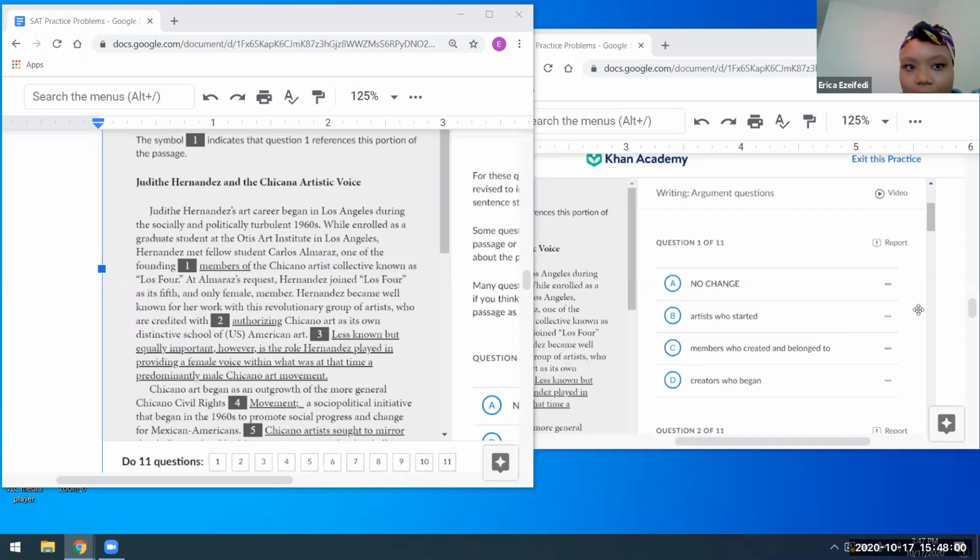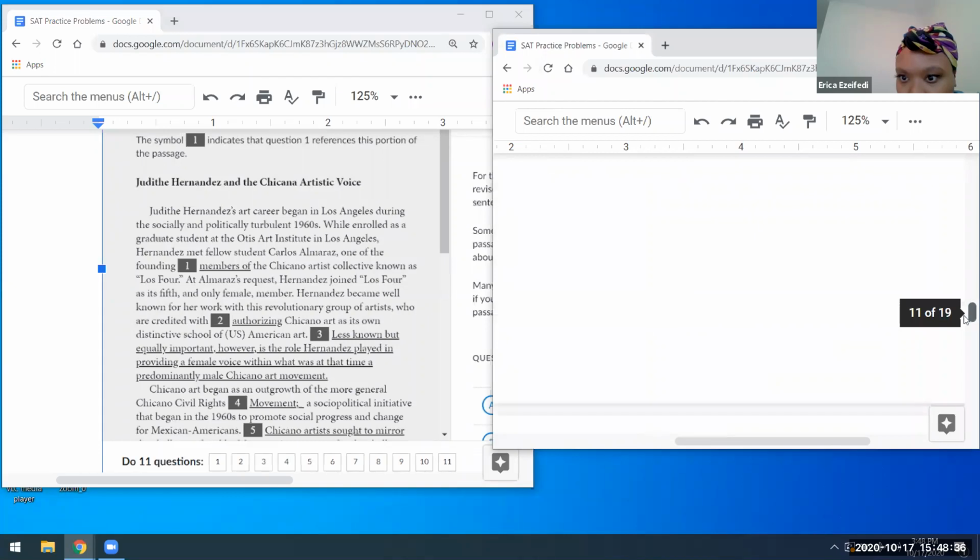So let's go to the next question, or yeah, the rest of the passage. So members of the Chicano, all right, I'm going to start reading from here. At Alvarez's request, Hernandez joined Los Four as its fifth and only female member. Hernandez became well known for her work with this revolutionary group of artists who are credited with, all right, let's go to number 2, credited with authorizing Chicano art as its own distinctive school of US American art. Let's go to number 2.